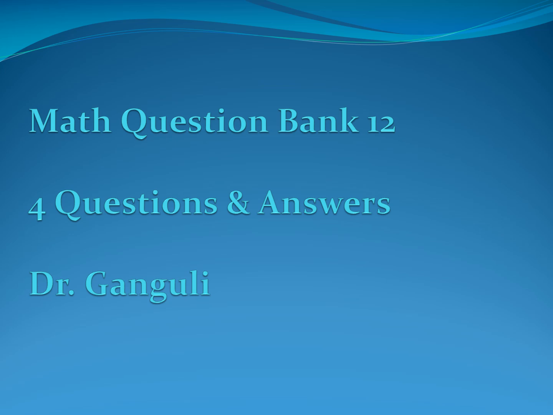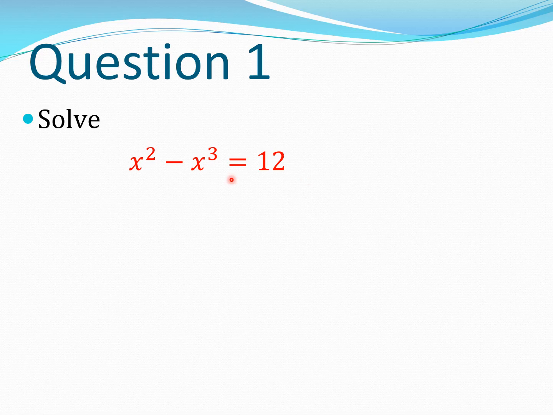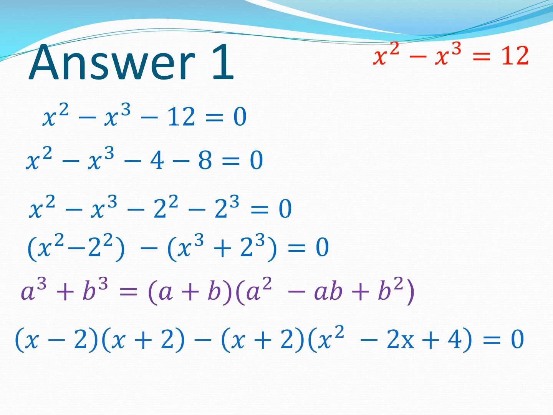I'm Dr. Ganguly. The first question asks you to solve this equation, that is x square minus x cube equal to 12. Looking at this equation, we know that this is a cubic, so it's going to have three solutions and we need to find them. Now to solve this equation, I take 12 to the left hand side, and the big trick in this particular equation is that I have to factorize it somehow.